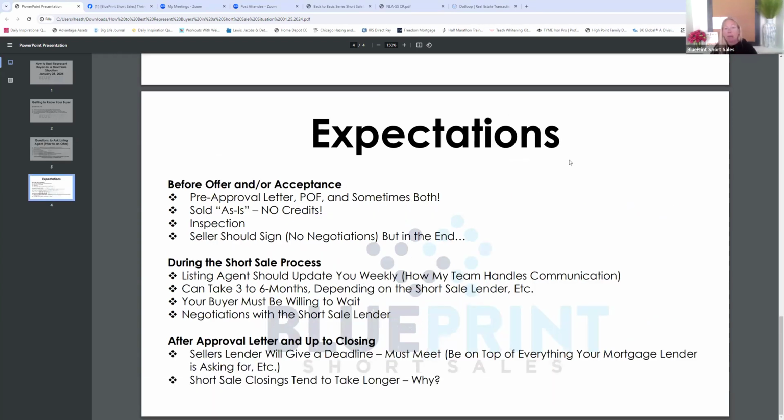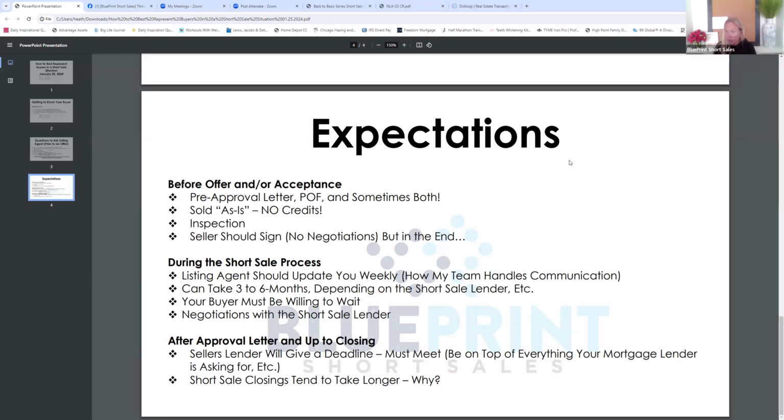So let's talk about expectations. Before offer and acceptance, during the process, and then after. So before the offer, and Karen, I think we talked a little bit about this. One of the things is the inspection. So we're going to start at the top, just so I don't get ahead of myself. What is going to have to be provided in order to make an offer?